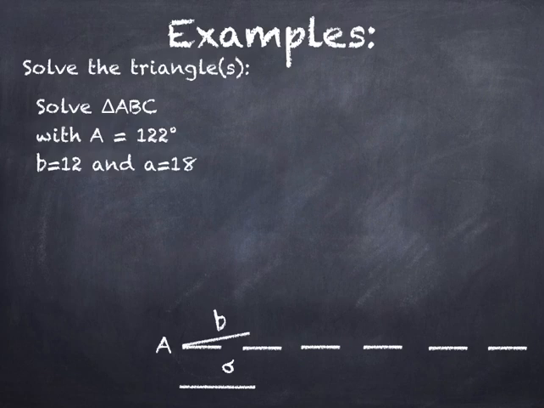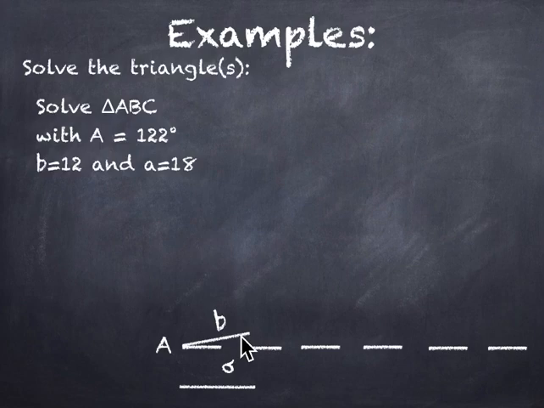So now let's look at some actual examples. In this problem, we are told to solve for angle ABC, and we know that angle A is 122 degrees, side B is 12 units long, and side A is 18 units long.